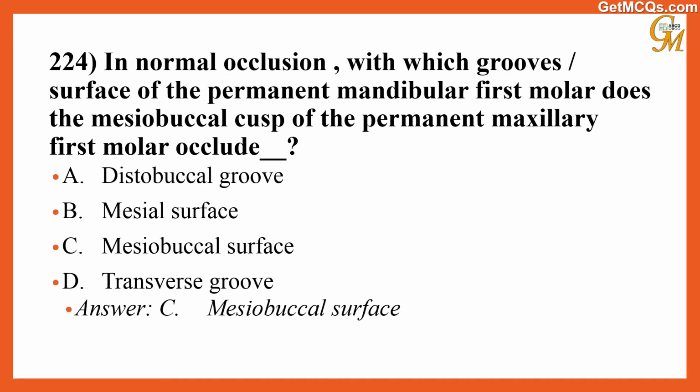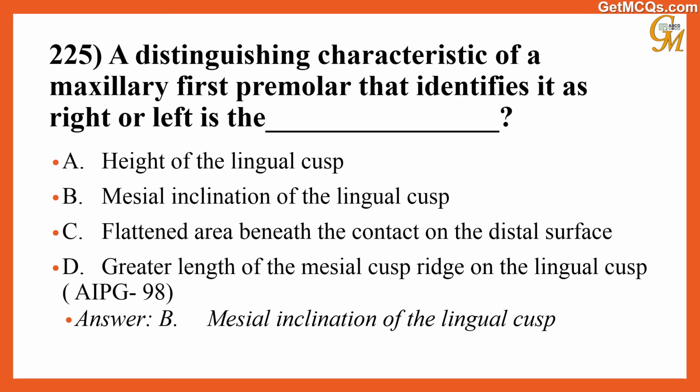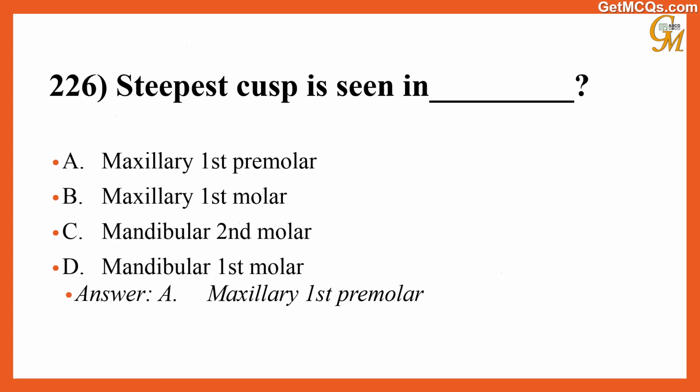Mesio-buccal surface. 225. A distinguishing characteristic of a maxillary first premolar that identifies it as right or left is the? Answer: B. Mesial inclination of the lingual cusp. 226. Steepest cusp is seen in? Answer: A. Maxillary first premolar.